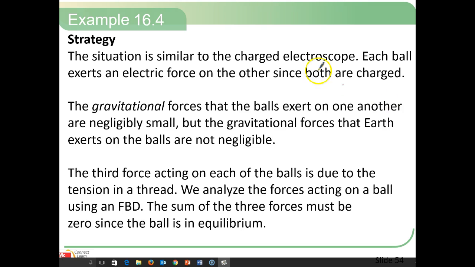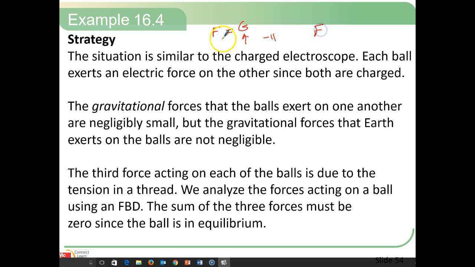Gravitational force is really small. If you remember the equation, F is equal to big G, and this is where I'm going to stop, because big G has a very, very small value, on the order of 10 to the negative 11th.